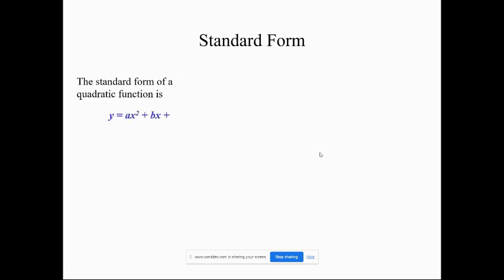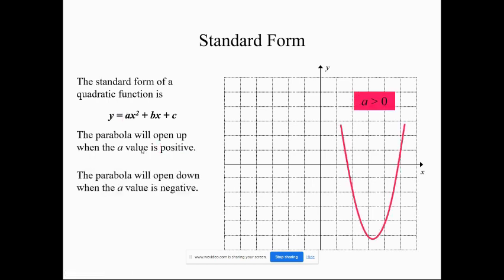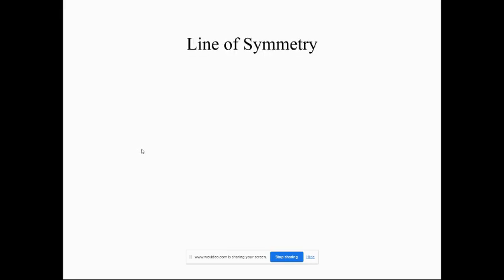All right, standard form, we talked about it yesterday. y equals ax squared plus bx plus c. We put 0 here yesterday, but we can have y. In standard form of the quadratic, if the parabola opens up, the a value is positive. If it opens down, the a value is negative. Again, we talked about all of this yesterday.